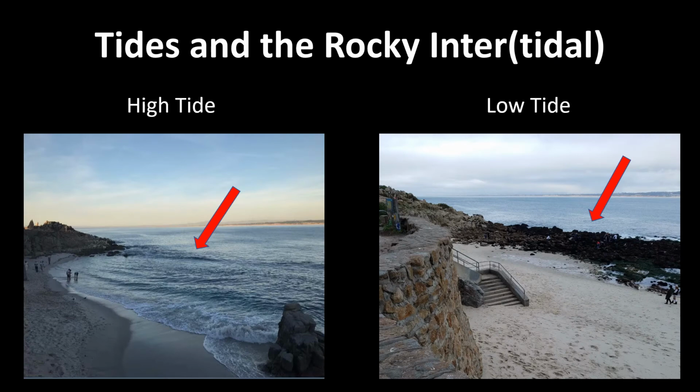Here you can see how the tides affect one particular beach. During high tide, which is on the left-hand side, that beach and that rocky area is completely covered by water. And then in the picture on the right-hand side, you can see at low tide how much the water has receded and how much of that rocky area is now exposed.